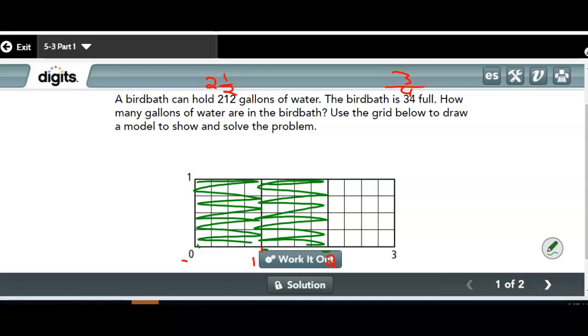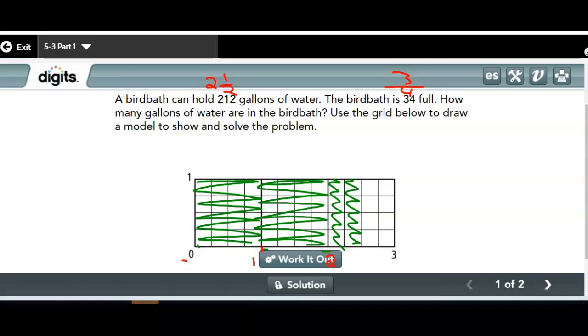What is this box broken up into? Drew. Not thirds. Each box is broken up into, Javen? Into 4. So how do I make a half out of 4s? Nathan? You color in 2 boxes. Color in 2 of them. So this is 2. I have 2 2/4 gallons. Do we agree? Okay.